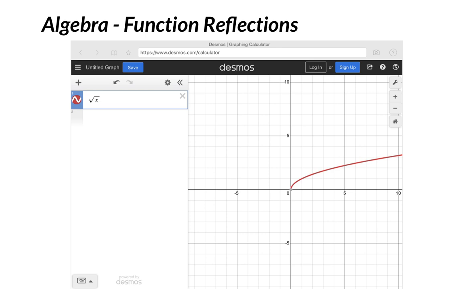So let's talk about reflecting this and moving this around. I'm going to start by putting a negative in front of my function and take a look at what happens. Flipped it down. It reflected it.